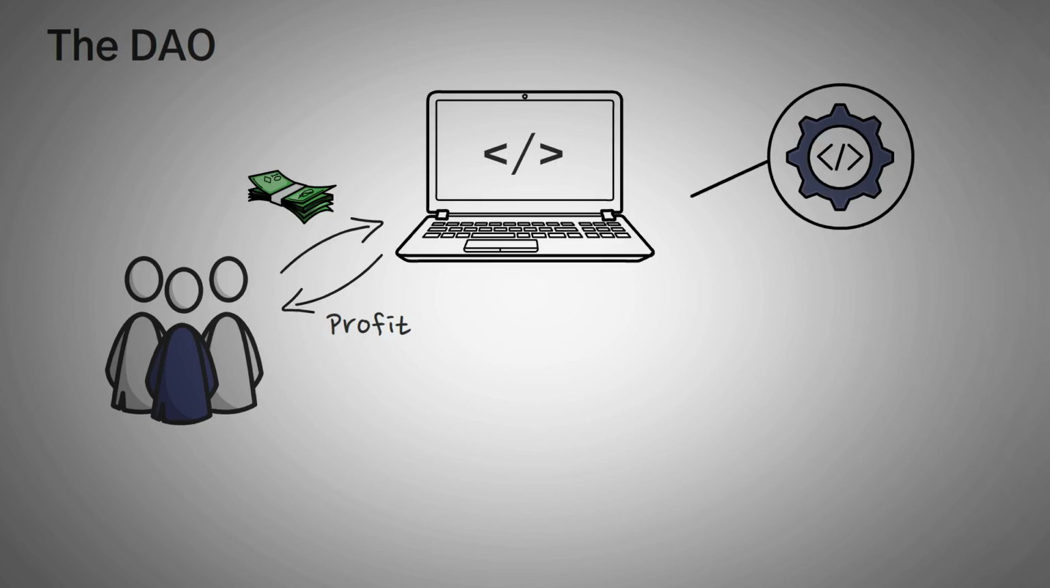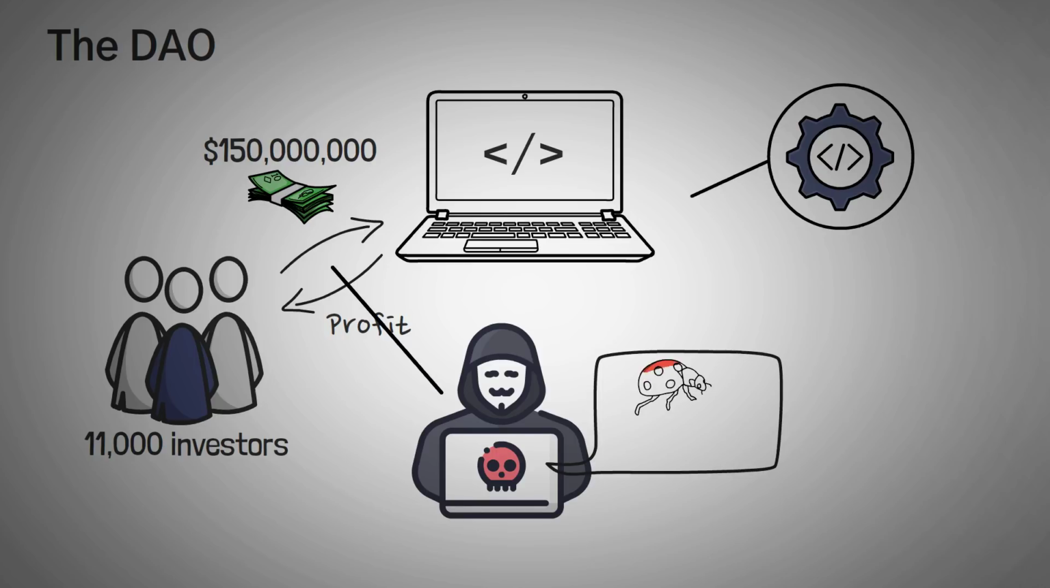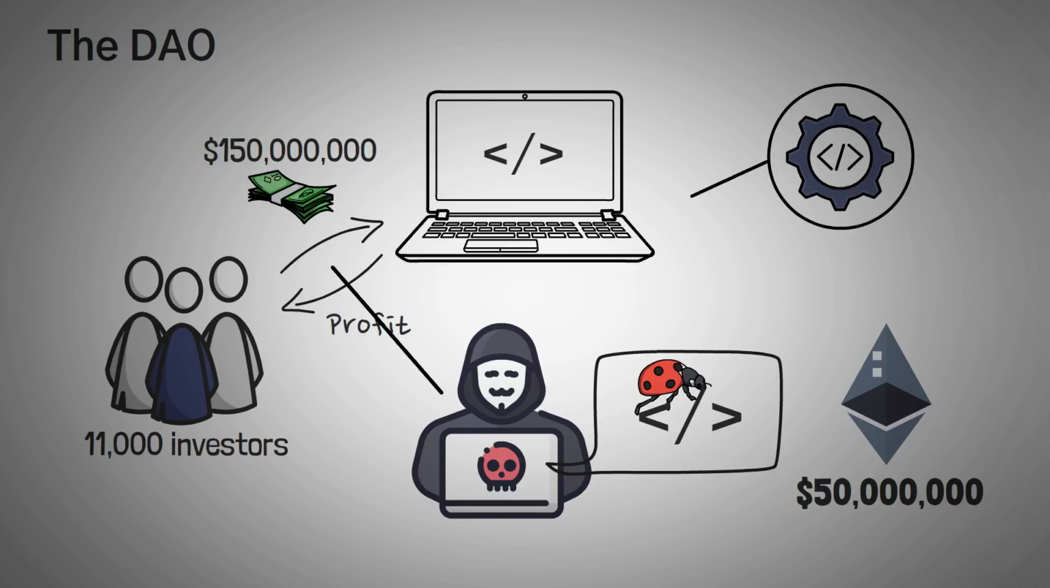Now, when I say a bunch of money, I mean like $150 million from around 11,000 investors. Now, on to the important part. The DAO got hacked. Someone found a bug in the code and literally just anonymously stole $50 million worth of Ethereum. Before we move further, let me explain one of the huge advantages to using a blockchain.